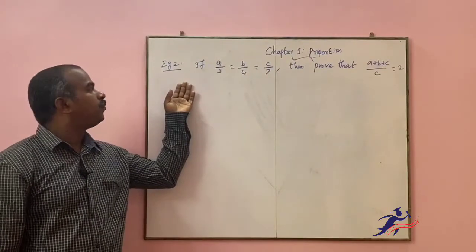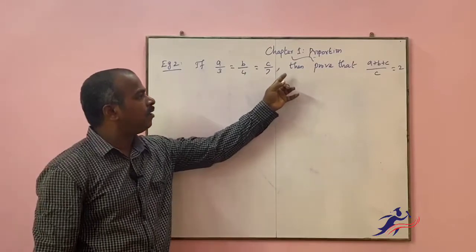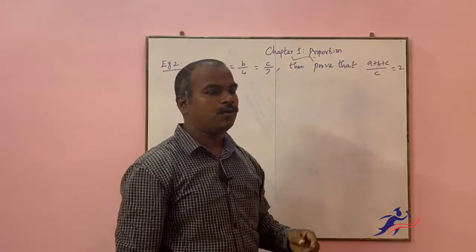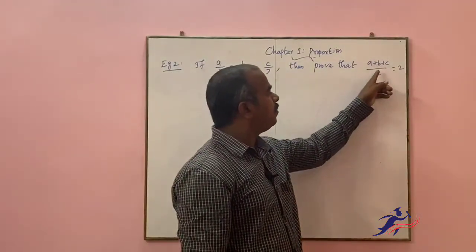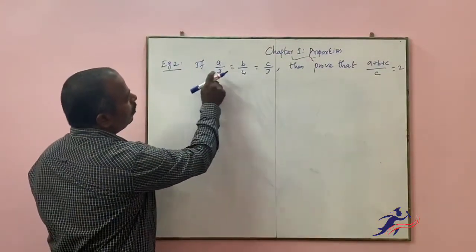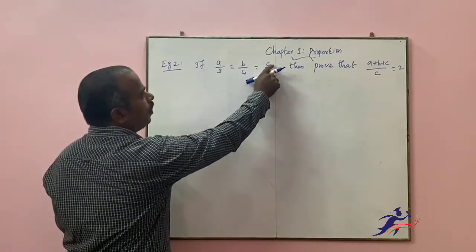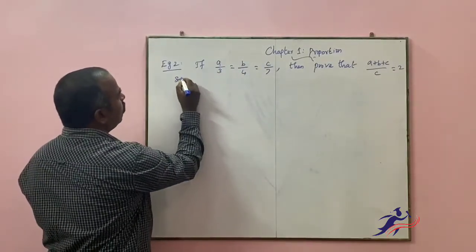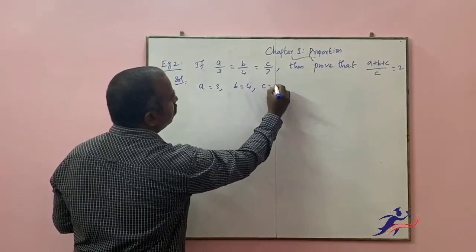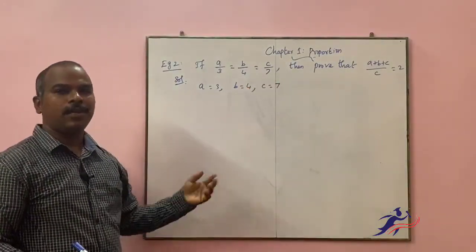Example number 2. If A by 3 is equal to B by 4 is equal to C by 7, then prove that A plus B plus C by C equal to 2. We have to prove A plus B plus C by C is equal to 2. Now here it is given the value of A is equal to 3, B is equal to 4, C is equal to 7. Now apply these values in this, you can get the answer.